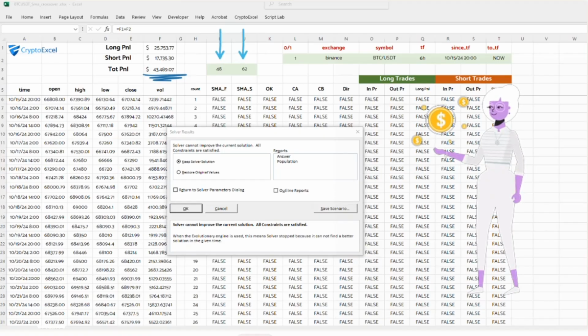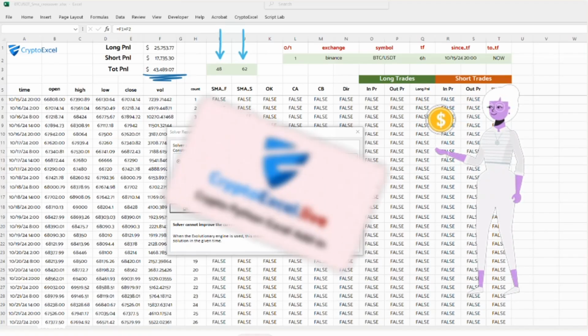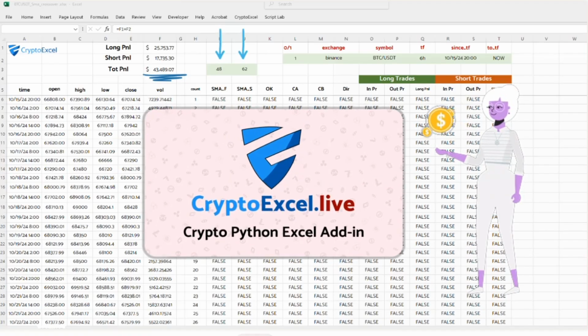Congratulations, you have just learned a powerful way to leverage the capabilities of Excel to backtest your SMA Crossover Strategy, enhancing your trading decisions with data-driven insights. If you have CryptoExcel add-in installed, you can easily change pair, time frame or exchange and reuse the model. Just remember to adapt the length of columns H to T.